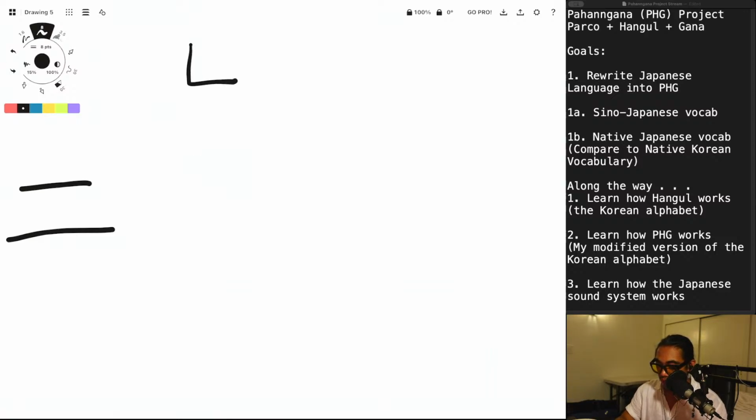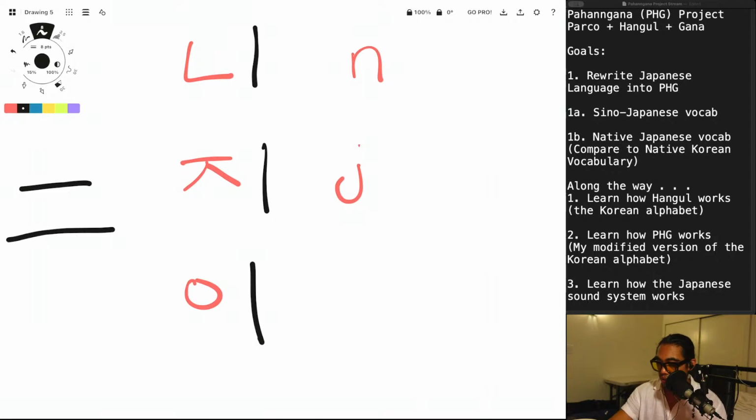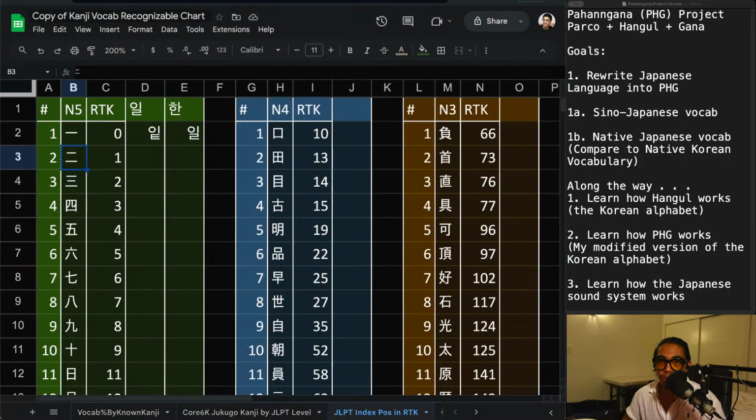Oops, I need to be consistent. My first is going to be red. Okay, so this one is N, J, and nothing: ni, ji, and i. Okay, there we go. So that is how we write the character for 2, the way we write it in the Japanese and Korean notation. So let us add that to our spreadsheet.